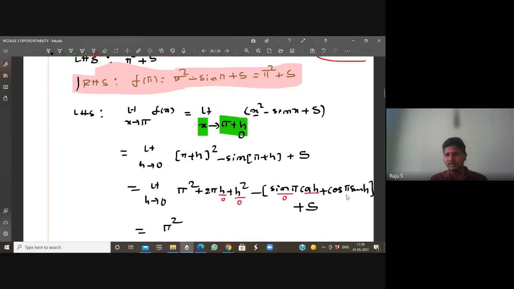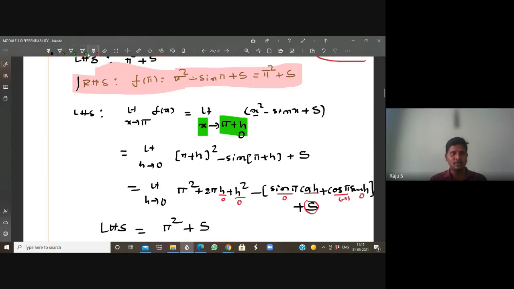Here cos h is okay, minus 1. Cos pi is minus 1, but sin 0 is 0. So finally, what is the answer we are going to get? Pi square, the first value and the last value alone, plus 5. See here, this is the LHS. This is the second method you can do like this.